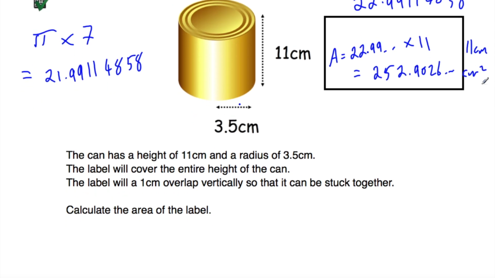Now the question didn't ask us to give it to so many decimal places, so I'm just going to give it to 1. So that's 252.9 centimeters squared to 1 decimal place. And that's it. Okay, let's look at our next question.